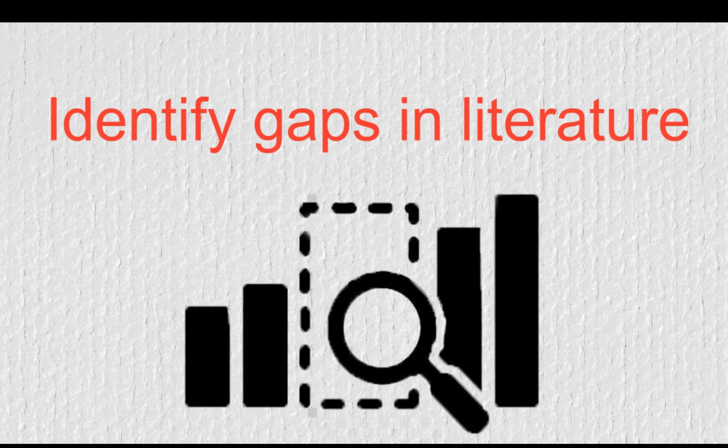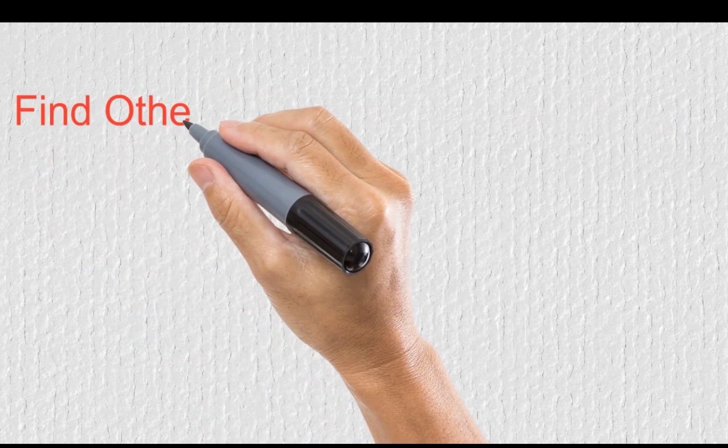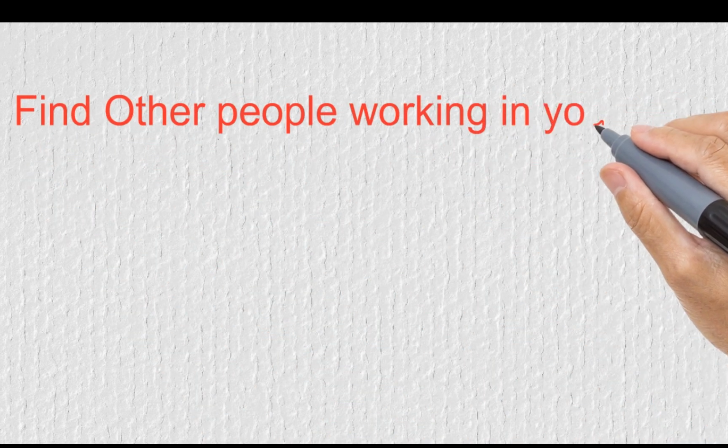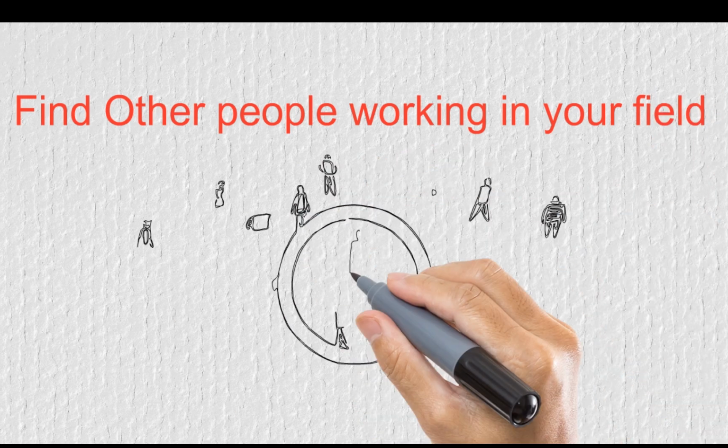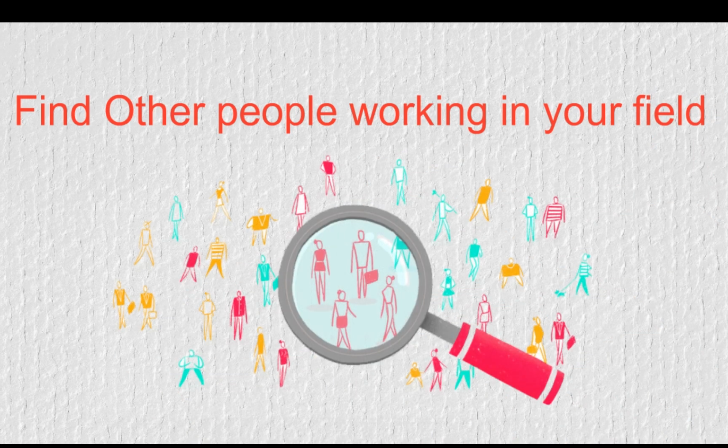The third purpose of the literature review is that it enables us to find other people working in our field. We also know who else is working on this specific field that we are working on now. Who has worked before? We know the authors and researchers who have already worked on this specific topic.